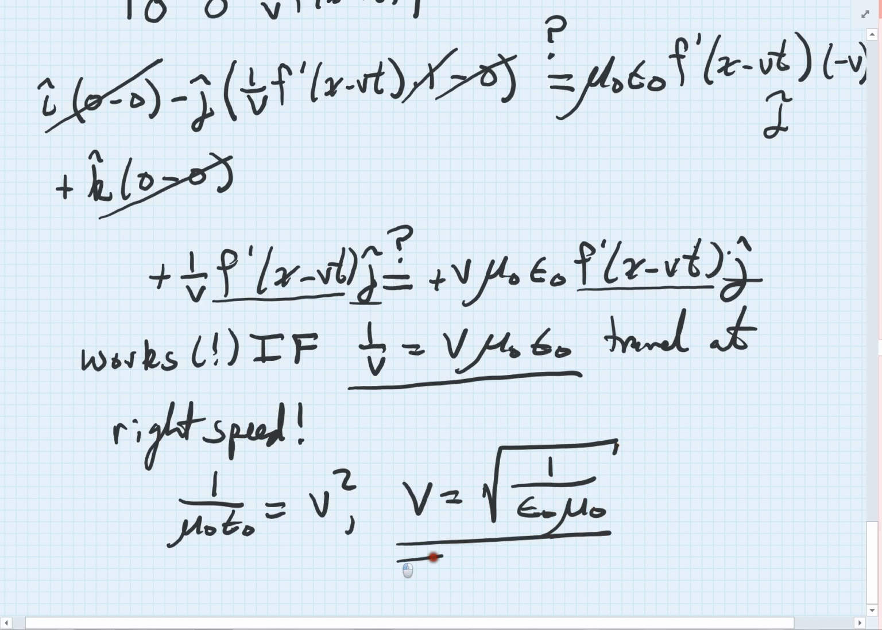So that is the last key rule for how these things propagate. We definitely can propagate energy in this kind of a form. The question, though, is, what is that speed?